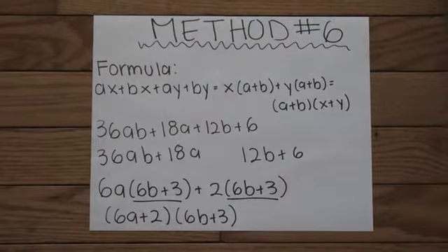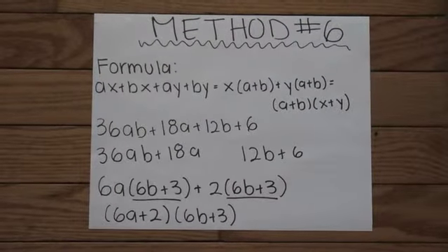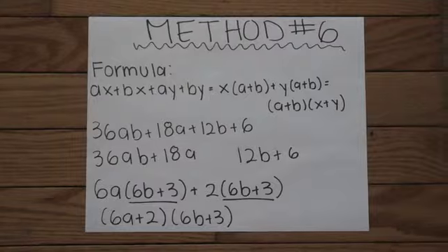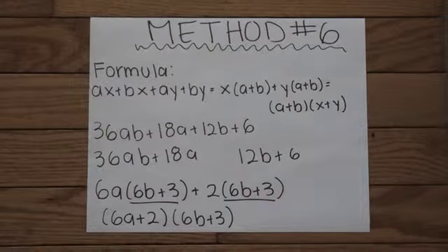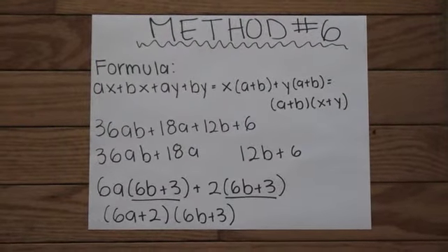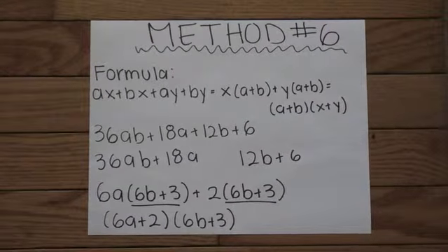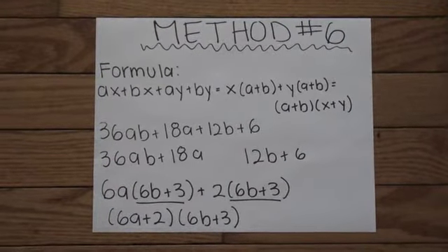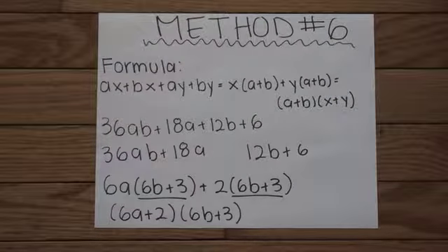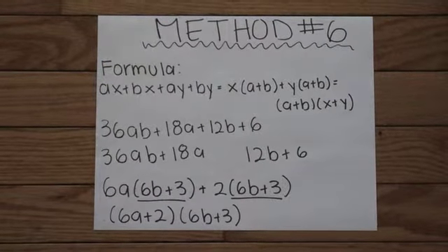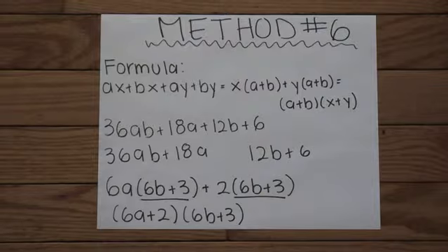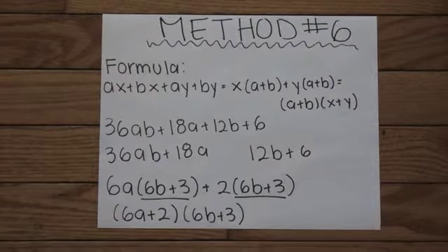Split the equation into two. Simplify each number and add the two equations together. 6a times the quantity of 6b plus 3 plus 2 times the quantity of 6b plus 3. The two numbers in the parentheses should be the same. Separate the numbers that are inside the parentheses and outside of the parentheses. 6a plus 2 times 6b plus 3. This is your final answer.